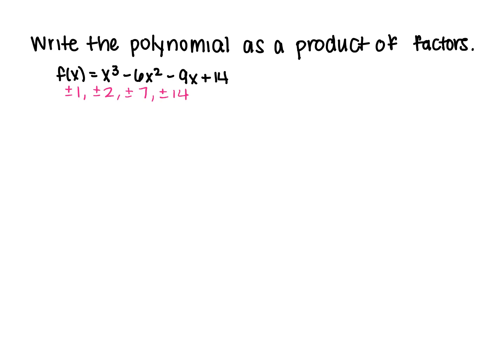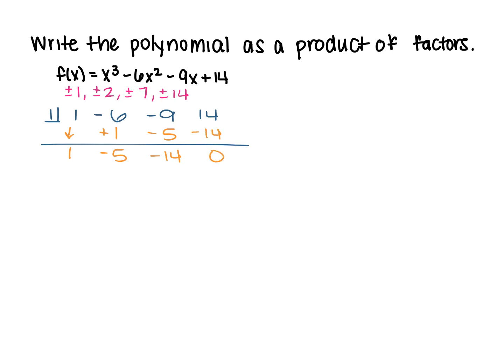So if we start with 1, on the inside we're going to have 1, negative 6, negative 9, and 14. Your 1 is going to drop down. 1 times 1 is 1. Minus 6 is negative 5. Negative 5 times 1 is negative 5. Negative 9 minus 5 is negative 14. Negative 14 times 1 is negative 14. This gives you 0. So since you have 0 as your remainder, this 1 is a solution.